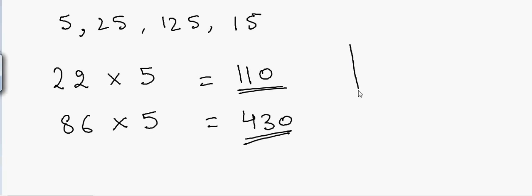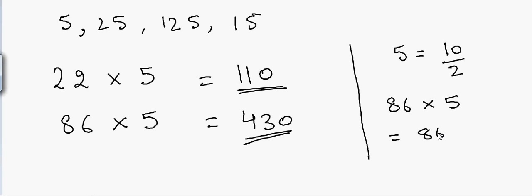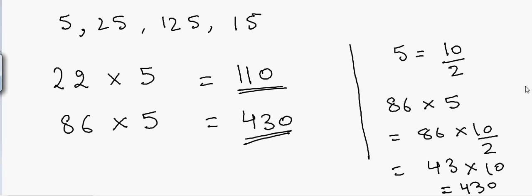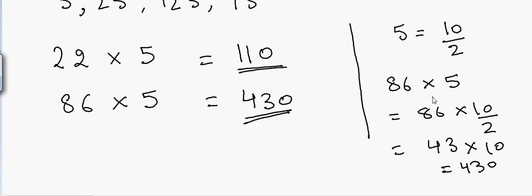So this is the concept. The concept is very easy. 5 is equal to 10 divided by 2. So if I multiply 86 by 5, that is equal to 86 into 10 divided by 2, so that will be 43 into 10, which is 430. As you can see, this is nothing new, and most people already know this, but we don't remember these concepts when we are doing calculations in the exam or in the market. So it's very handy if you remember this kind of concept.